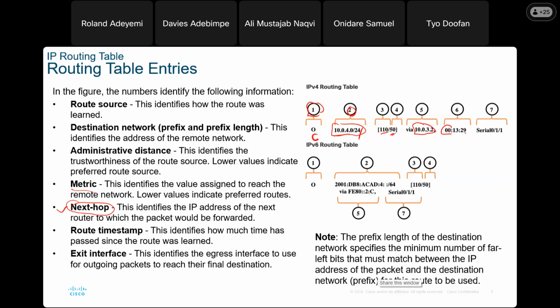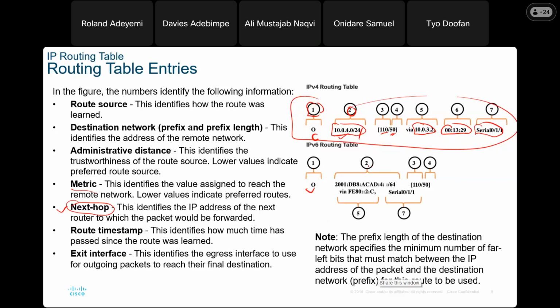Then number 6, route timestamps. How long I've known about this network. I learned about it 13 minutes ago. And then the last part is the exit interface. The interface on me as a router to get the message out. You need to know all this. And that's for IPv4. For IPv6 it is similar, but it's shorter.